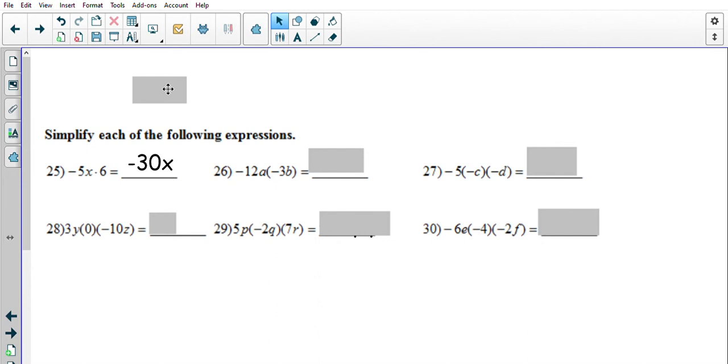Number 26, I would do negative 12 times negative 3 to get 36. Tack on the AB, it's 36AB. And it doesn't matter what order the variables are in, by the way. They can go in any order.